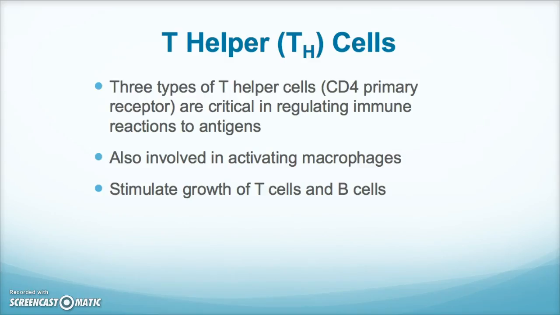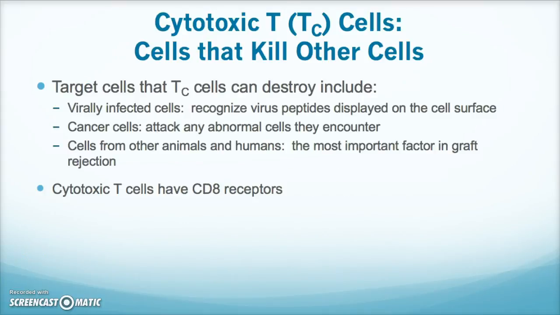For our T helper cells, I already talked about CD4 being their primary receptor, and they're also involved in activating macrophages and stimulating proliferation of T cells and B cells. Cytotoxic T cells are the ones that are going to destroy target cells, and these can be virally infected cells. Viruses might infect a cell, and then their peptides might be displayed on the cell surface. The cytotoxic T cell will recognize that and destroy them.